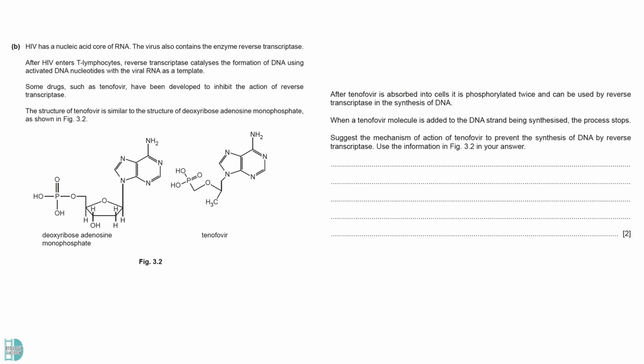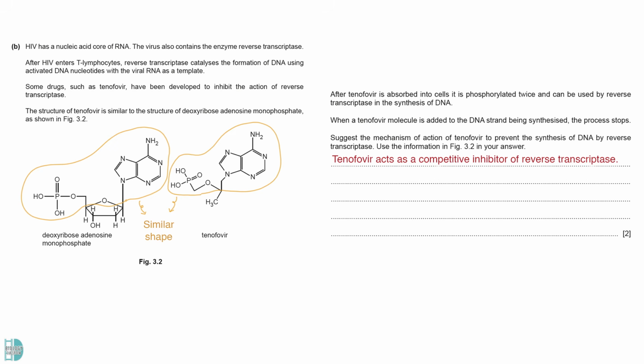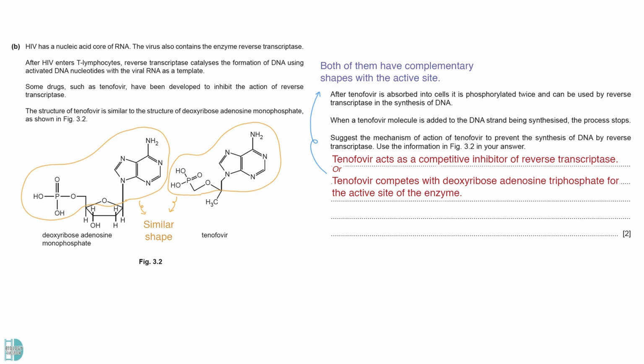B shows us the structure of a DNA nucleotide and a HIV drug, tenofovir. It is used to interfere with the action of reverse transcriptase. You are asked to suggest the mechanism of action of the drug to prevent the synthesis of DNA. From the diagram, we can see that tenofovir has a similar shape to a part of a nucleotide. So it is likely to act as a competitive inhibitor. It binds to the active site of the reverse transcriptase due to their complementary shapes. This blocks the binding of the actual nucleotides, so they are not added to the elongating chain.